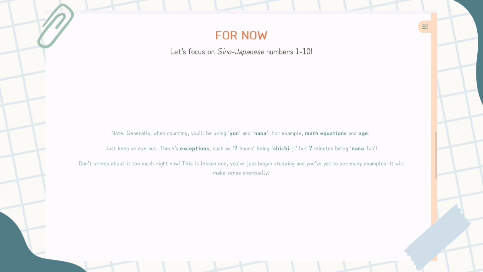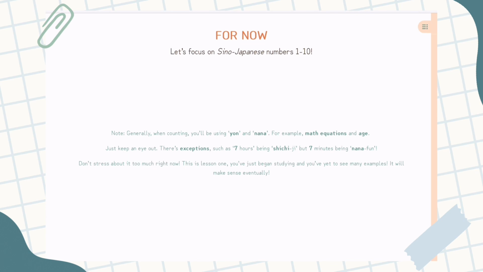Okay, generally when counting, you're going to be using yon and nana. That is actually a really important note. Everything we learn, sometimes it's shi, sometimes it's yon. But if you are just counting, you're going to use yon and nana. For example, math equations, age, all yon and nana. Just keep an eye out.